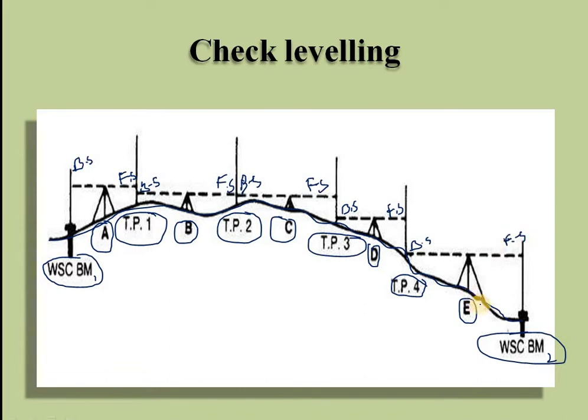So same like fly leveling and differential leveling, the check leveling will also be done. Here we will be checking the accuracy of work by seeing the backsight and foresight. We will be calculating the height of the instrument and RL of each station point if needed, or we can calculate from the RL of starting point and RL of ending point. This is known as check leveling.